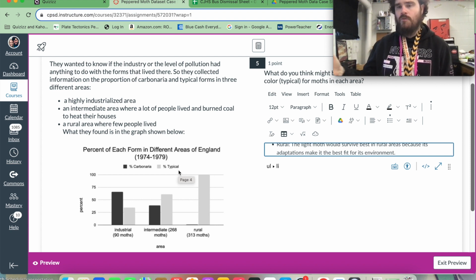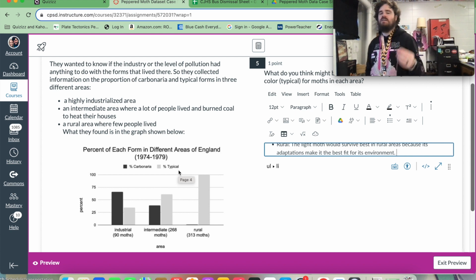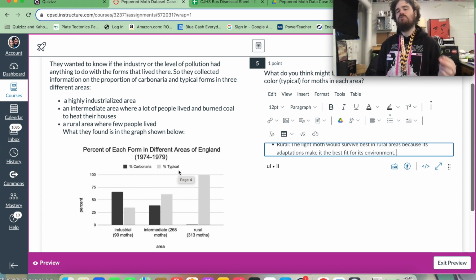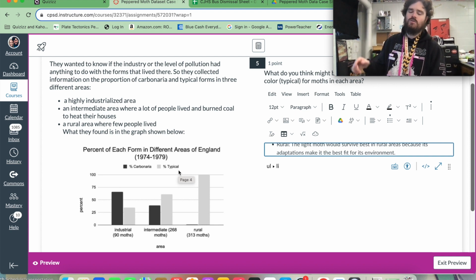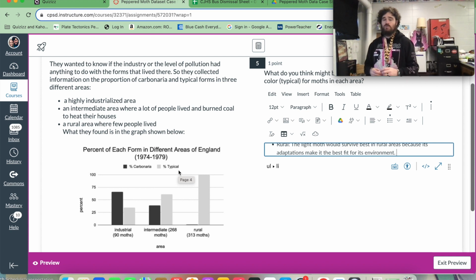So, going forward, number 6 is going to reverse this and ask you about dark moths. I want you to look at this graph and think, if it's a dark moth, which environment would it be most successful in and least successful in? Same thing as you did here. Push your 3 bullet points and write out how it would do in each one. After that, 7 through 10 is a new data set and 2 new graphs, and you'll do those on your own.